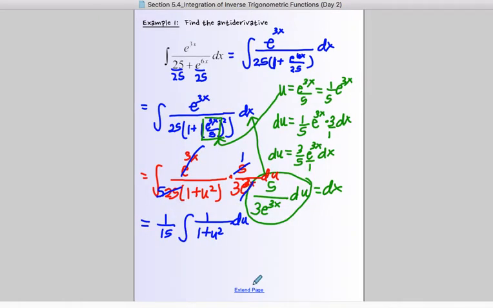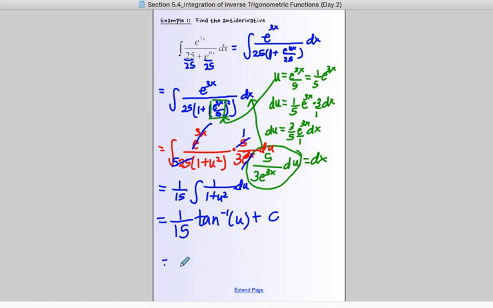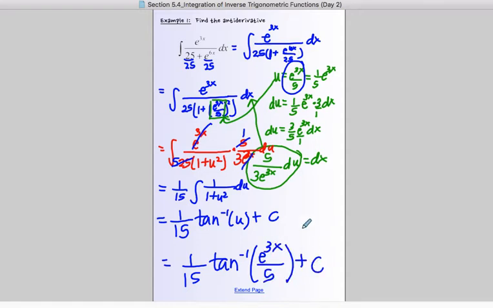Now that I've done all of that, I can go ahead and take my antiderivative. Who does this look like? The ones that don't have square roots are tangent and cotangent, and since it's positive, it is going to be tangent inverse. So we have 1/15 tangent inverse of u plus c, and then you have to remember to plug in what u is at the very end. Okay, so u is this guy. So we would have e to the 3x all over 5 plus c.